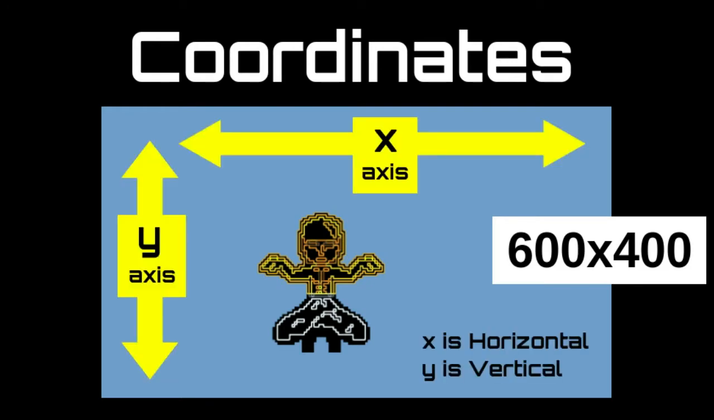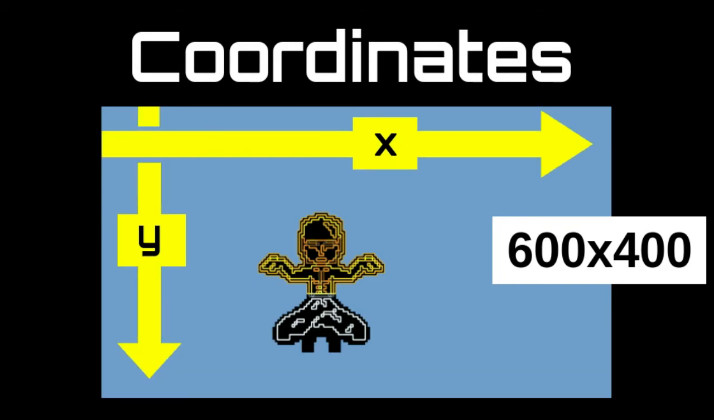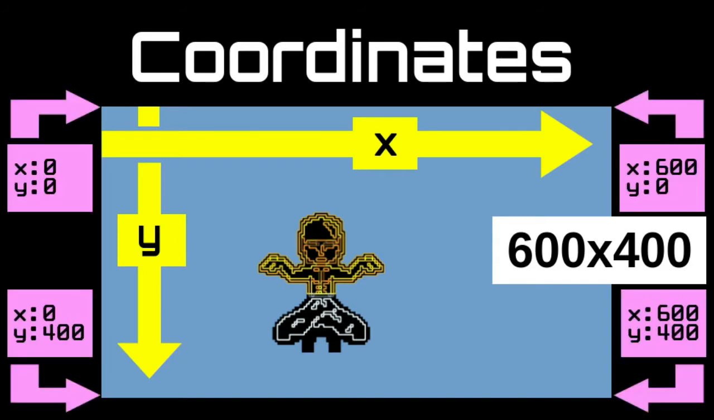For this, we need the X and the Y axes. X is horizontal and Y is vertical. We count coordinates from the top left corner. X starts at 0 on the left and ends at 600 to the right. Y starts at 0 at the top and ends at 400 at the bottom. Knowing that, we could figure out what coordinates the corners of our container are.